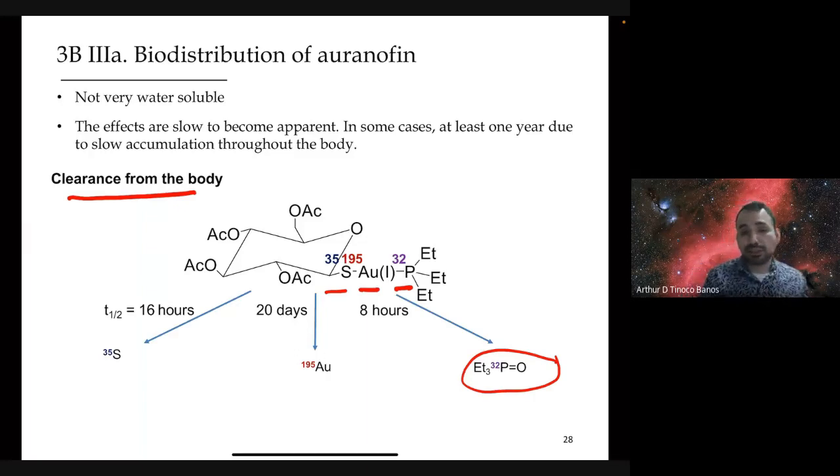Now, that is to an extent in contrast to what we discussed about the application of Auranofin for an anti-cancer application, where we focus on at least a certain feature of the compound being important for the delivery of the gold into the cellular environment and for it to have an effect.